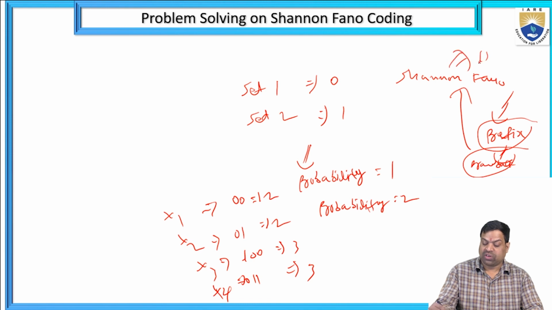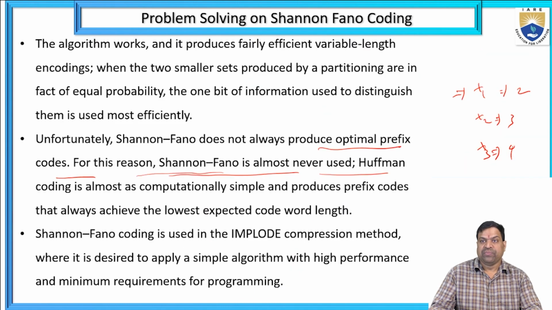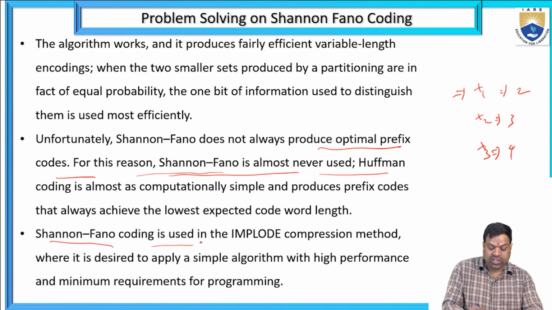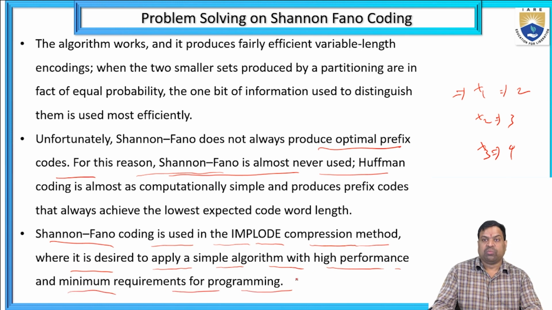So that is the reason we use Huffman coding for better results. Why? Because there is no such prefix problem. So we never use Shannon-Fano for optimal prefix conditions. Huffman coding is computationally simple and produces prefix codes that always achieve the lowest expected code word length. Shannon-Fano coding is used in the implode compression method where it is desired to apply a simple algorithm with high performance and minimum requirements for programming.